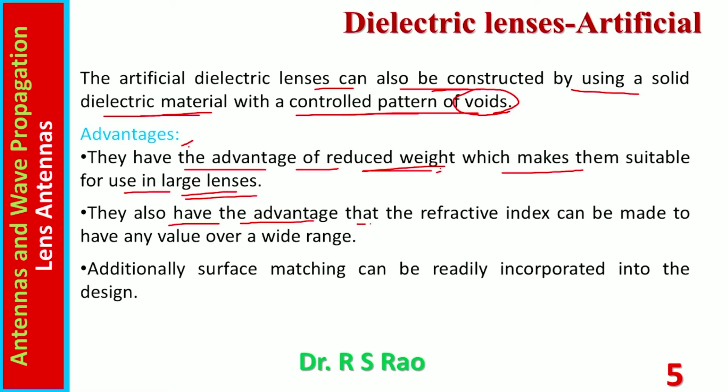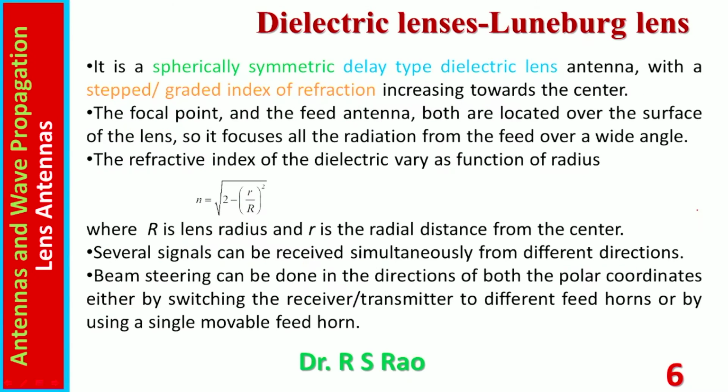They also have the advantage that the refractive index can be made to have any value over a wide range. Additionally, surface matching can be readily incorporated into the design. These are the advantages. Now we move to another aspect, another type of dielectric lens, the Luneberg lens. It has certain speciality, certain significance. Its significance lies in its versatility.